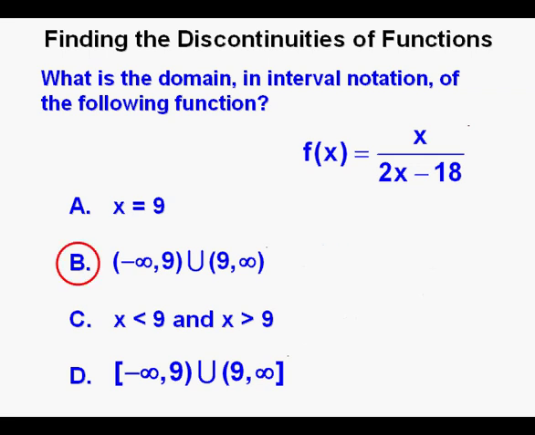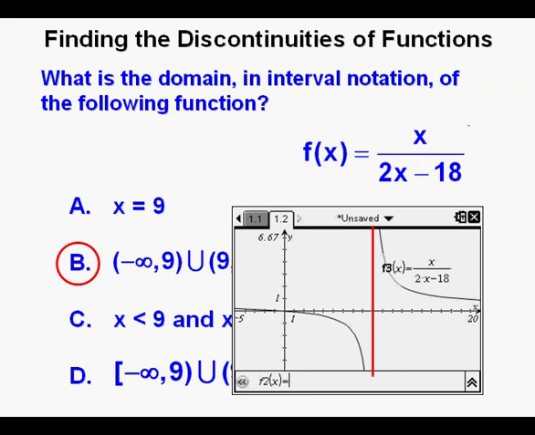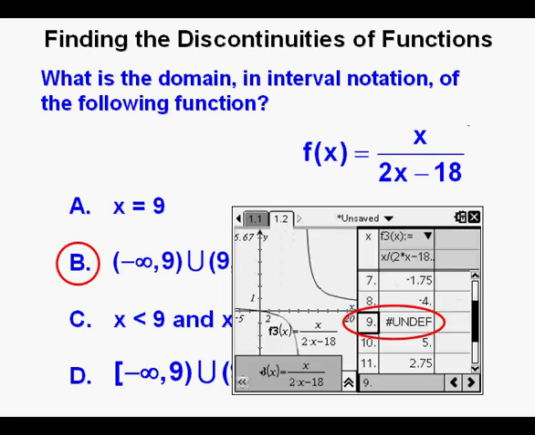It's one of the 2 answers in interval notation in this problem. Here we see the vertical asymptote at x equals 9. And here's the table view where the function is undefined at x equals 9, and it's greater than negative infinity on the left side and less than infinity on the right side. So B is the correct answer.